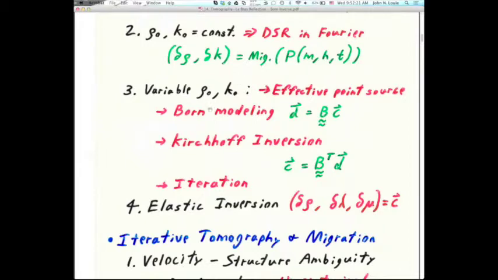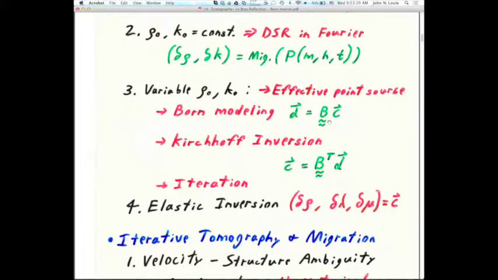Okay, if we have variable reference models and bent rays, then we deal with reflectors as effective point sources, which we've been doing all along, ever since we started using the exploding reflector model. That's basically point sources along the reflector. We're going to deal with it with Born modeling and what I would call Kirchhoff inversion, which really is very closely related to Kirchhoff migration. I'll show you exactly how, mathematically. Okay, so we have a C, that's in the model space. That's our rho and K model, or delta rho, delta K model.